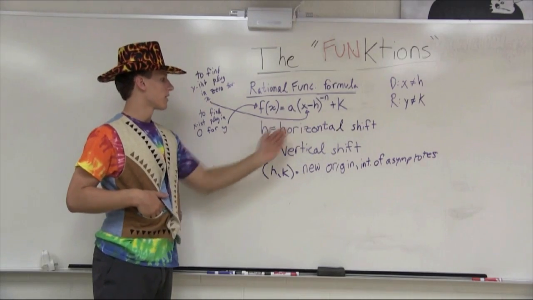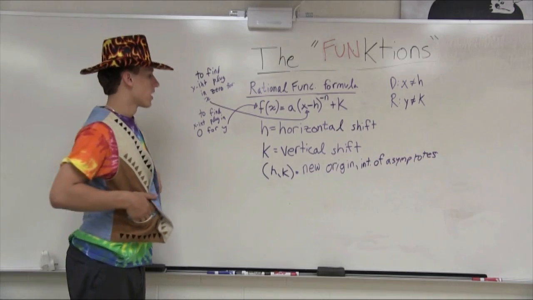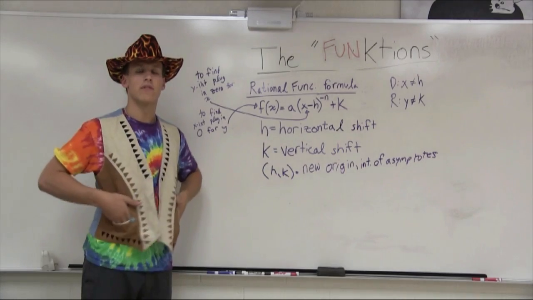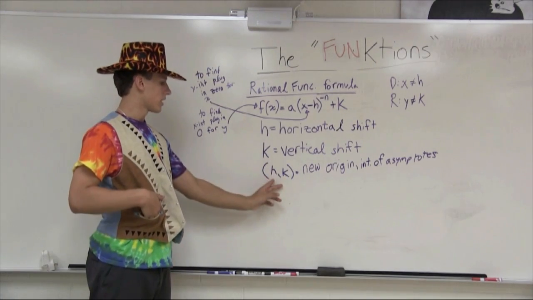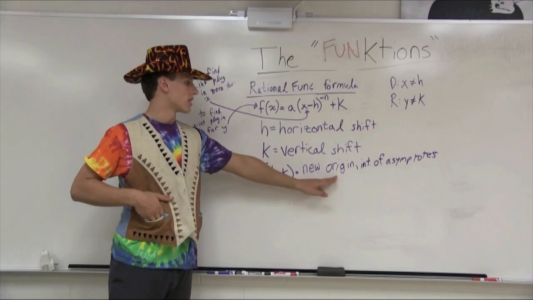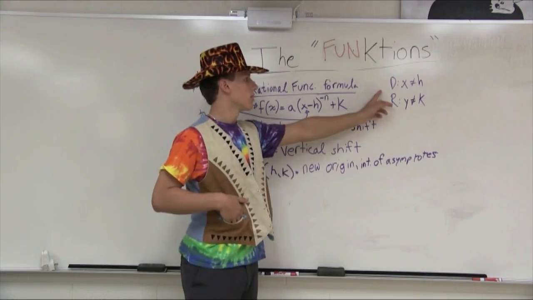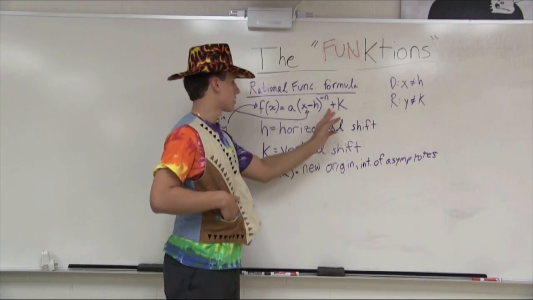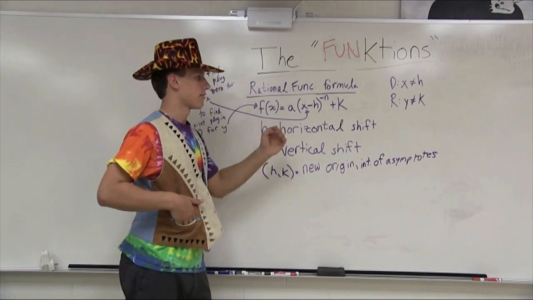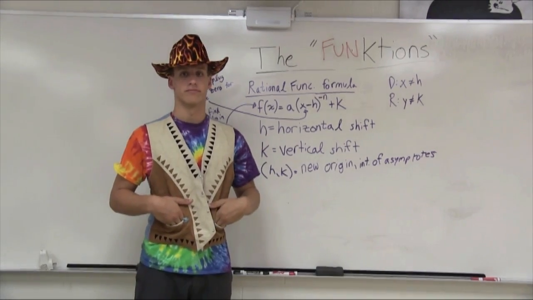In this formula, h, which is located right here, is the horizontal shift. And k, located at the very end, is the vertical shift. If you put h and k in an x and y form, this represents the new origin and the intersection of the asymptotes of the problem. The domain, which is x, cannot equal h, the horizontal shift. And the range, which is y, cannot equal k. And that is the function and the rules for a rational function.